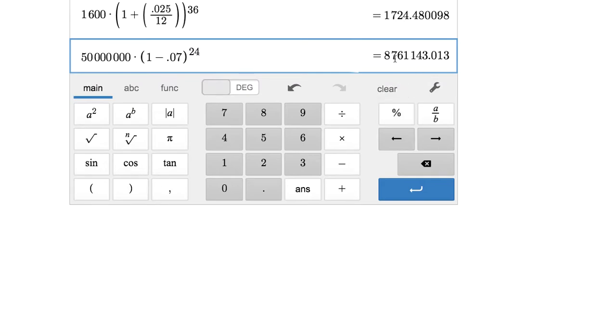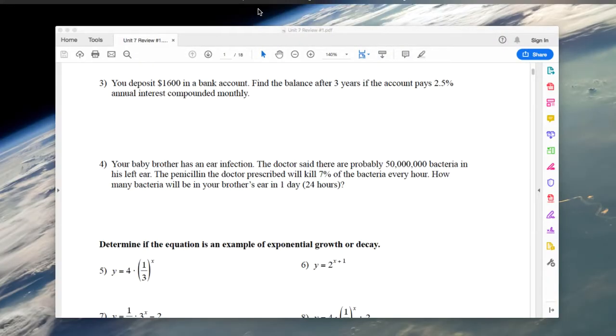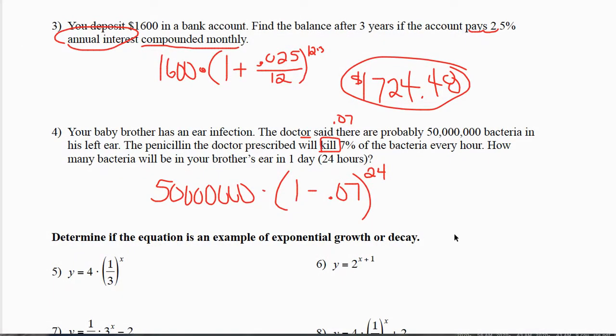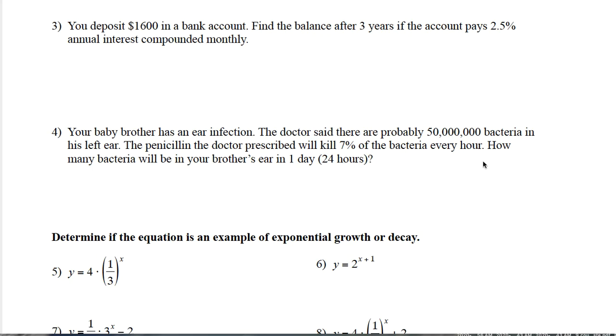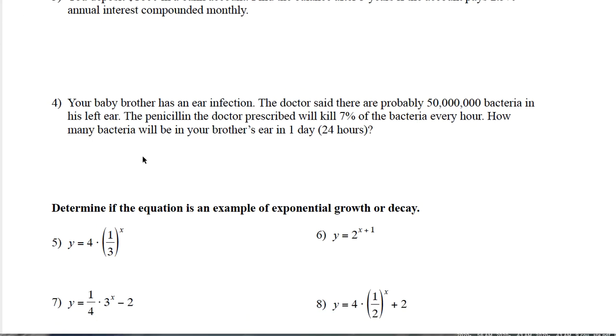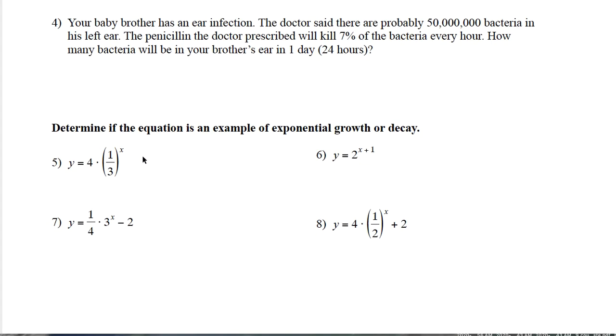So there's going to be 8,761,143 bacteria in his ear. All right, let's move on with this test. So these are the kinds of questions that you're going to have to explain. I'll tell you if there's more. Just wanted to let you know.